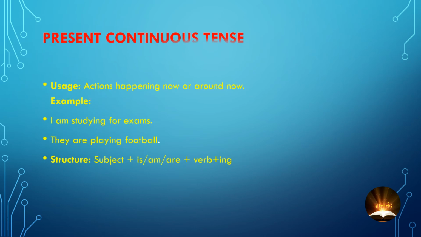Present continuous tense. Use the present continuous for actions happening right now. For instance, I am studying for exams, or they are playing football. The structure is subject plus is, am, or are, followed by the verb with ing.